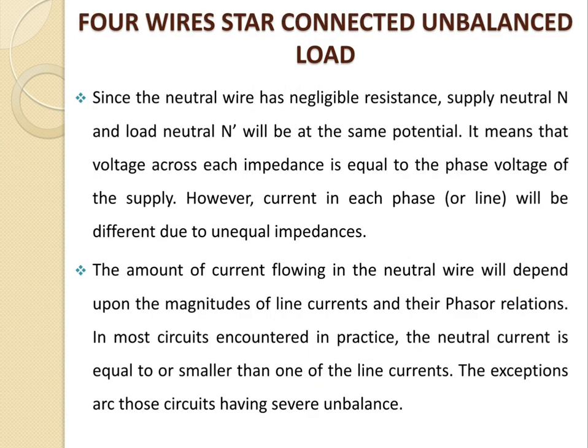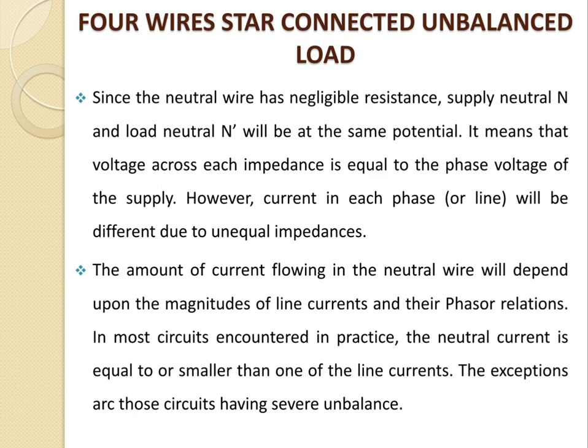So from this figure we can get 2 points. First, since the neutral wire has negligible resistance, the supply neutral and the load neutral, N dash, will be at the same potential. It means that the voltage across each impedance is equal to the phase voltage of the supply. We have already proved that IN is equal to IR plus IY plus IB. However, the current in each phase will be different due to unequal impedances.